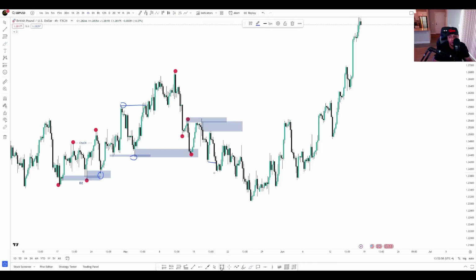Now price went all the way back up to realign with the higher time frame supply here. So this week here, there's a lot of supply sitting over here. So price went back up to realign with the higher time frame supply. Okay, and now you are going to the downside, targeting this area here.